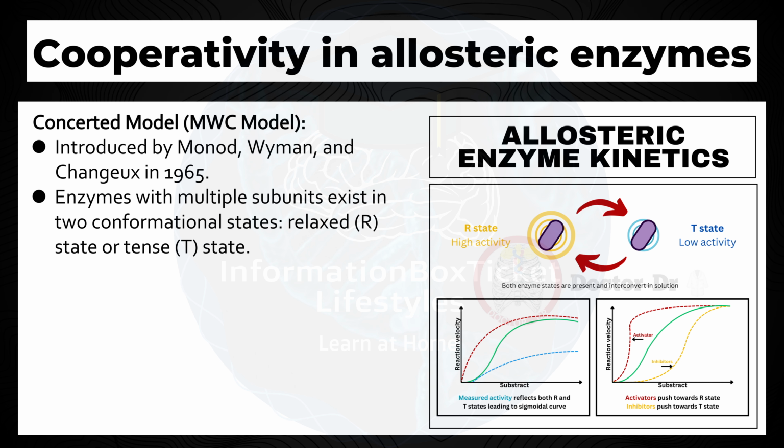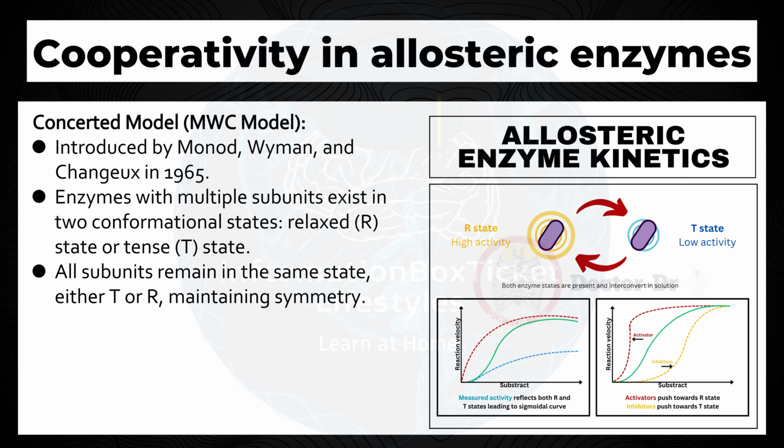Enzymes with multiple subunits exist in two conformational states: relaxed, R, state, or tense, T, state. All subunits remain in the same state, either T or R, maintaining symmetry. In the absence of ligands, the T state is favored. Ligand binding shifts the equilibrium toward the R state, increasing enzyme activity.